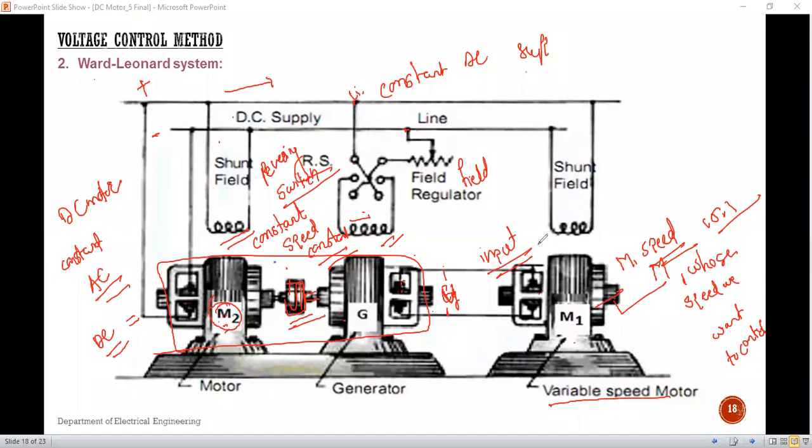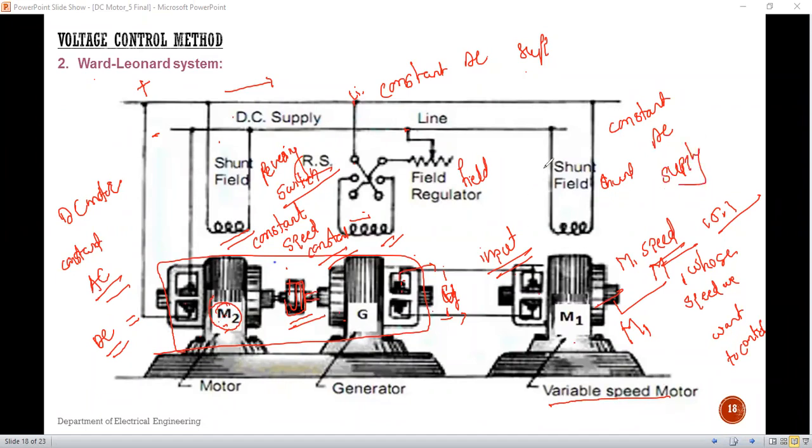Now we want to control the speed of this motor M1. The input provided to the motor is nothing but the output of the generator. The output of the generator is connected to the motor M1 and the shunt field winding of the motor. The motor's shunt field winding is again connected to the constant DC source or DC supply.